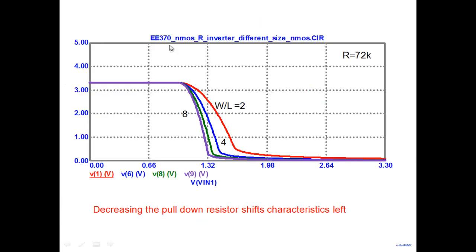So I'm showing you what happens. In this case, you can see that my original characteristics was here, W by L equal to 2, R is fixed, and as I change the size, 2, 4, 6, 8, you can see the characteristics shifting left.